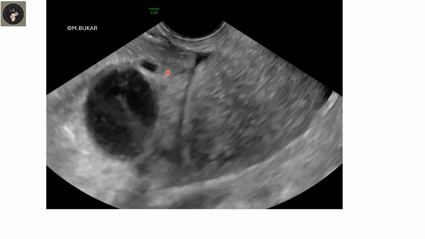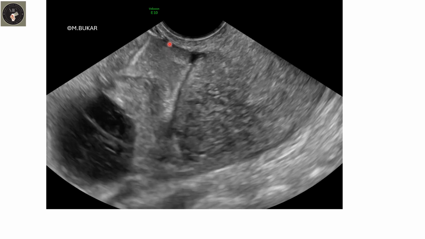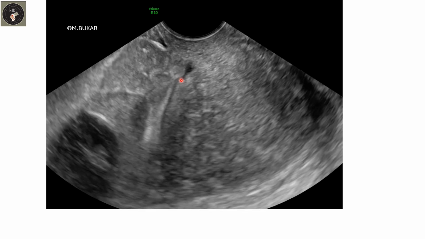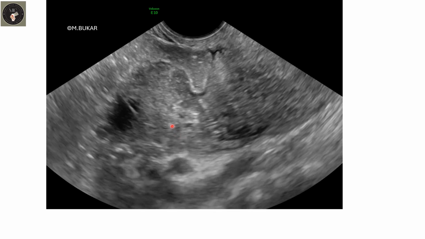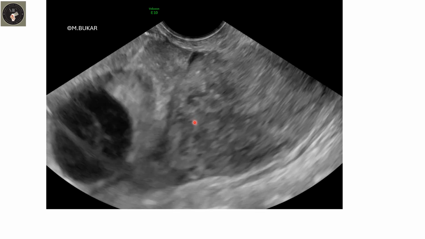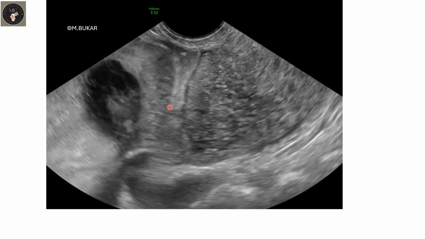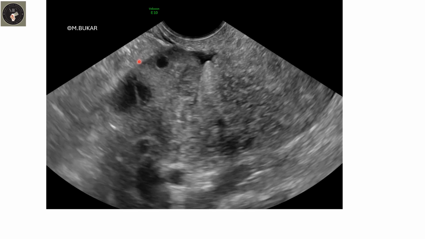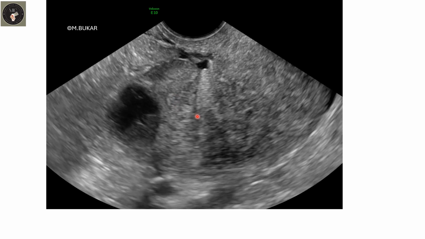But look at with dynamic scanning. When I place my palm in this suprapubic region, look at what happened. Bowel herniated into the groove between the ovary and the uterus. And when I lift my hand up, you will note that this bowel will recede. You see that? So this is positive sliding sign, not a negative sliding sign.